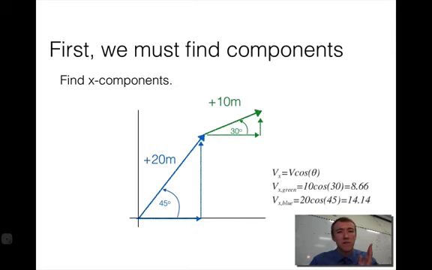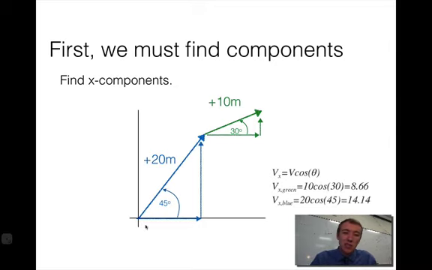What we're going to do is we're going to find components. Notice here I've got the x and y components drawn for the blue vector and for the green vector. Our first job is going to be to find these x components. Here is your equation, if this is your vector, to find that x component. I'm using the cosine function here. I can show you in class how this is done.